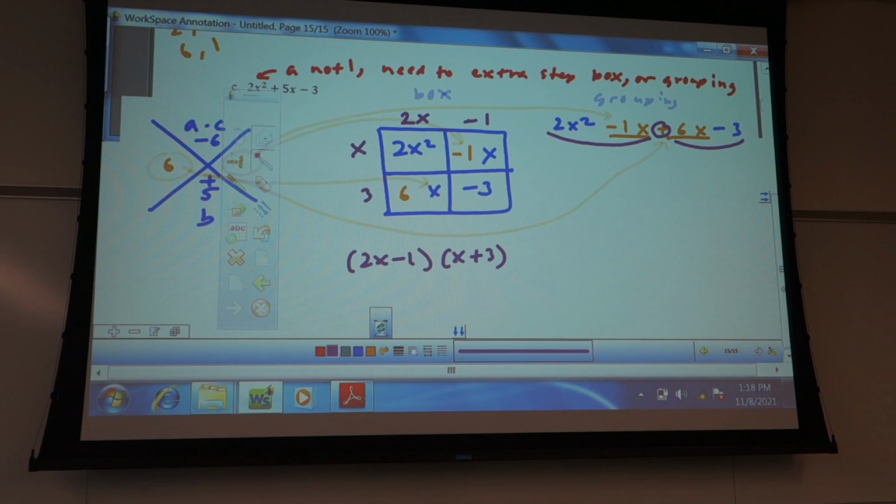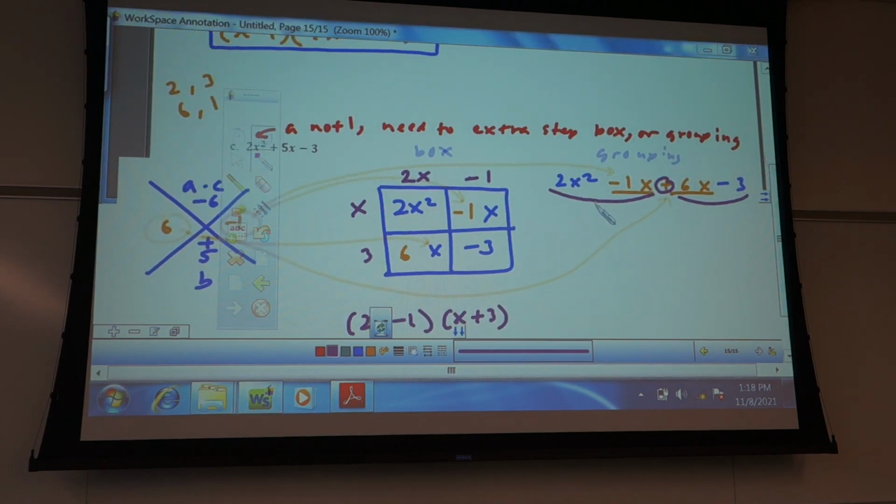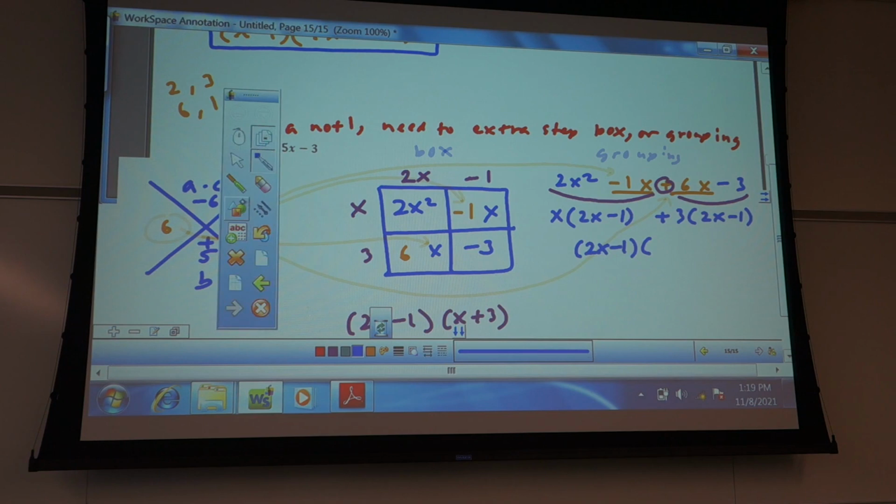Now, if you did the factor by grouping, then this is what you should have. So, David, this is what you should have on yours as well. Factor by grouping, what can I pull out of 2x squared and minus x? I can pull out x, and I'm left with 2x minus 1. And then you got the plus, don't forget, you got to bring the plus down. What can I pull out of 6x and negative 3? I can pull out 3. I'm left with 2x minus 1. So now they both have a 2x minus 1. I can pull that out of both of them, and I'm left with the rest of it, which is x plus 3.